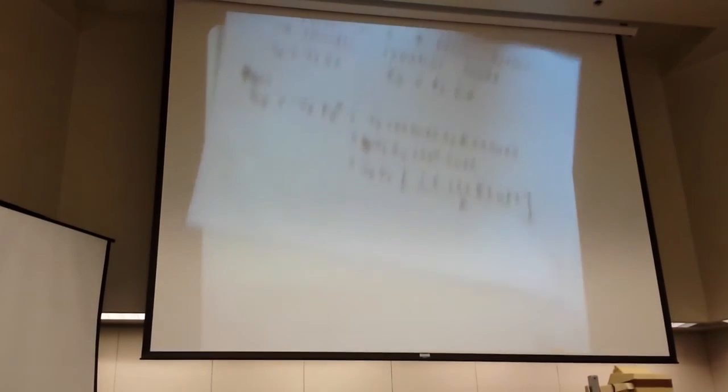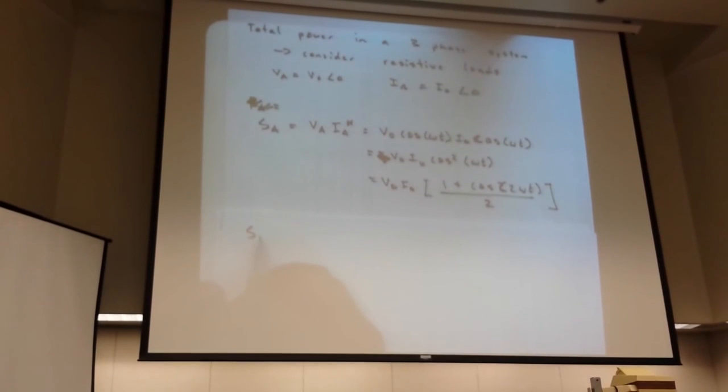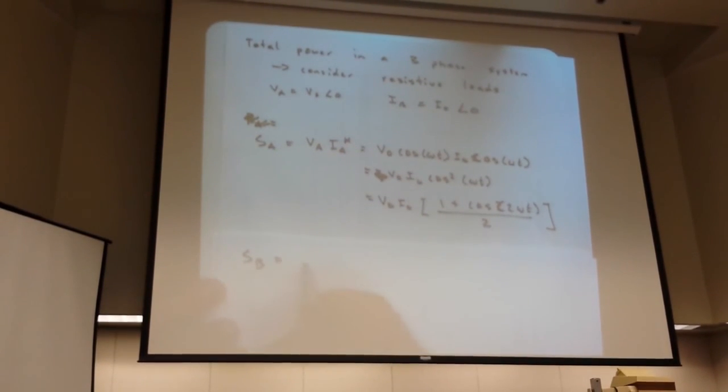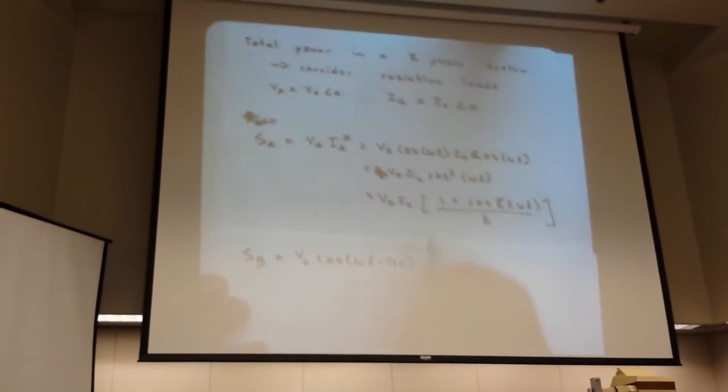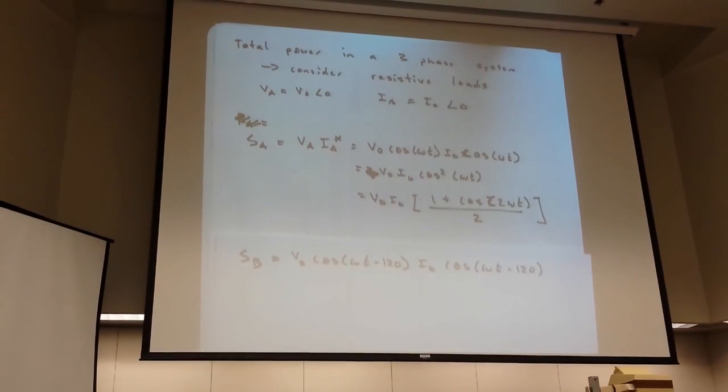Well, let's consider line B. Let's do the same thing. SB in this case, well, the phase of B is minus 120, so we get V naught cosine omega t minus 120. I naught, and since again it's a resistive load, cosine omega t minus 120. So again, the same geometry.